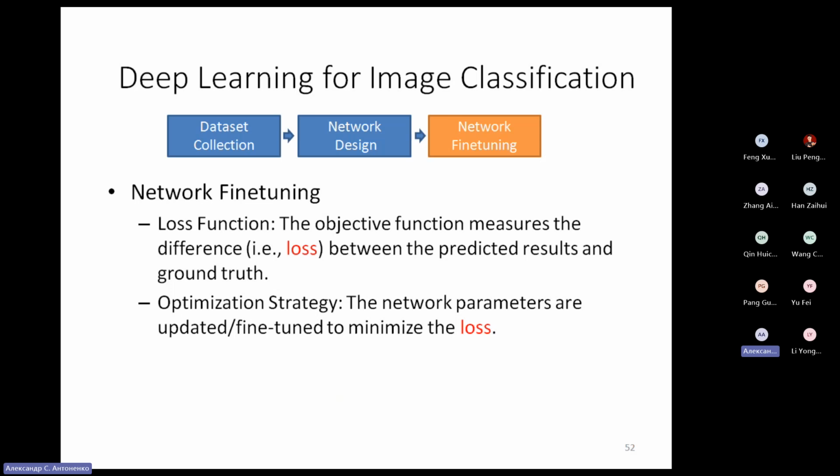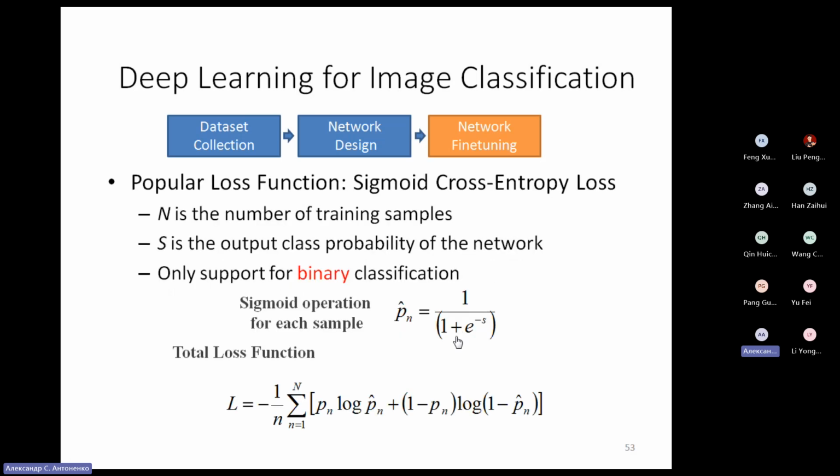So we need to define the objective function that measures the difference between the predicted result and the ground truth. This is the difference between what we want and what we have, between the predicted and real result. This is the loss. The smaller it is, the happier we are. And we need some optimization strategy: how the network parameters should be updated or fine-tuned to minimize the loss.